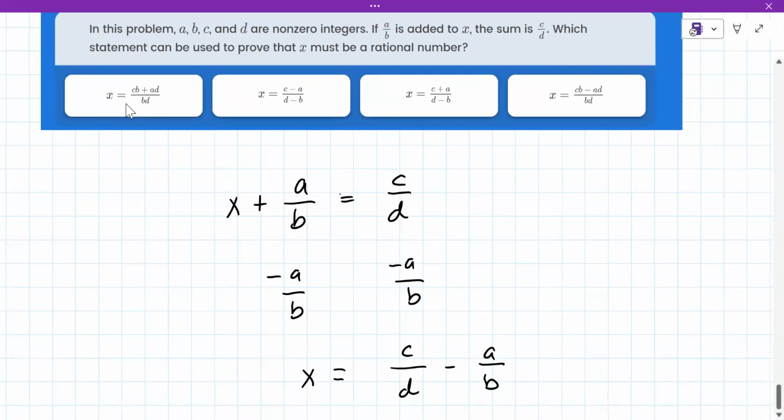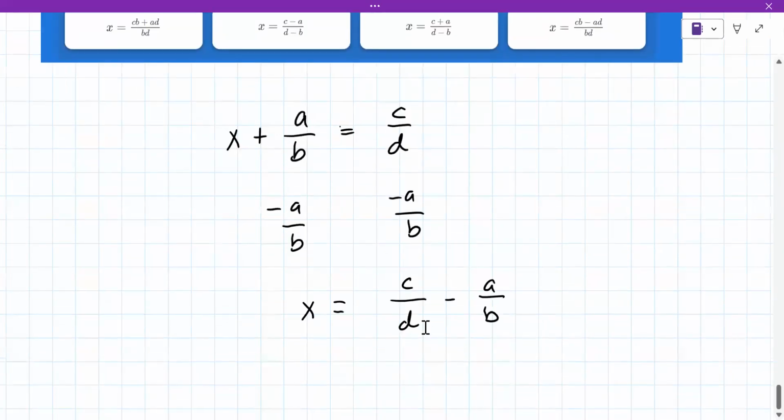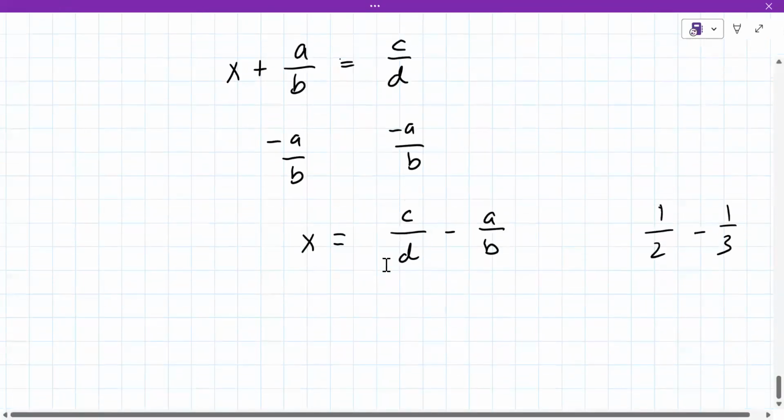Now, one of the things you should notice about the answers here, sometimes it's good to go back and look at the answers, is this is one fraction, one fraction, one fraction, one fraction. This is two fractions. Do you remember how to make two fractions into one fraction? Like if I asked you to take 1/2 and subtract 1/3, how would you do that? We would have to make it the same denominator. Yes.